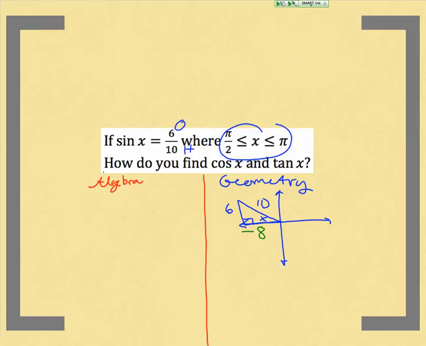If that doesn't make sense to you, you could always think about the fact that in that quadrant, only sine is positive, so my cosine and tangent will be negative. So cosine is negative 8/10, and tangent will be negative 6/8. So you can do it that way. If you don't like that way, what's another option? If the triangles and the sines aren't working for you, what's your other option?